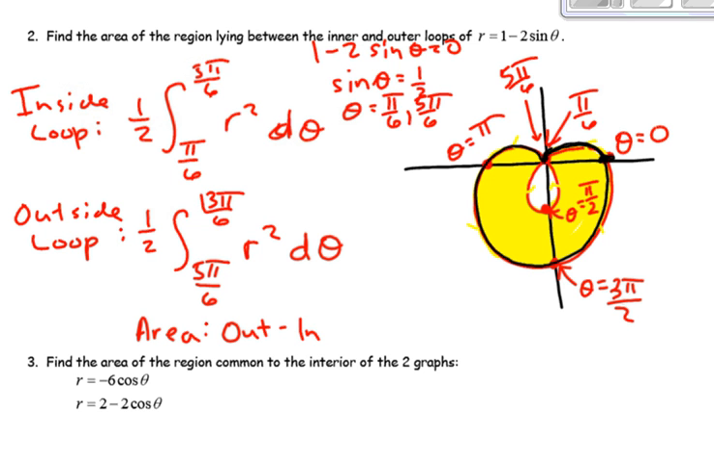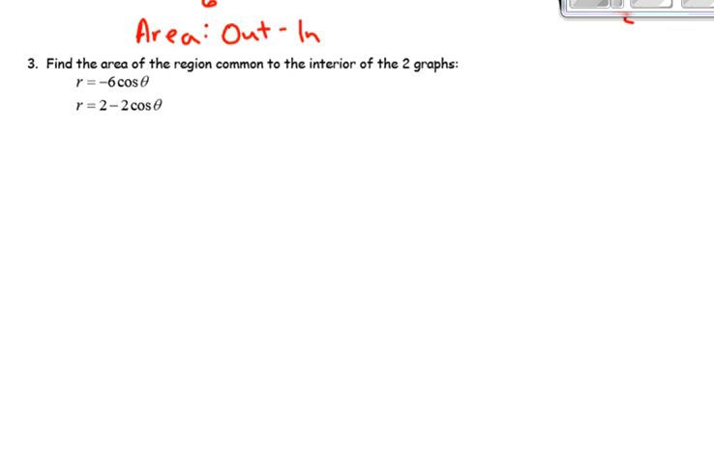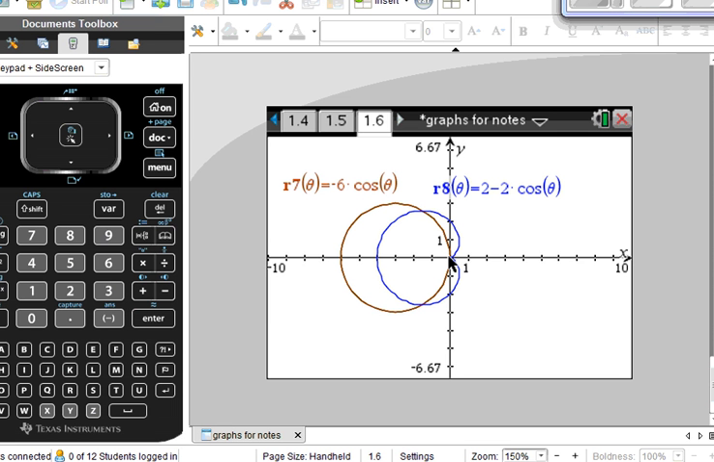All right, one more example, and that's finding a common region area. So in number 3, we want to find the area of the region common to the interior of these two graphs, r equals negative 6 cosine theta and r equals 2 minus 2 cosine theta. Here's what the graphs look like. The brown one is the circle, the negative 6 cosine, and the blue one is the cardioid. Again, we're going to do a brief sketch of that on our paper.